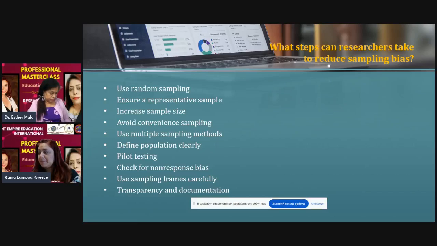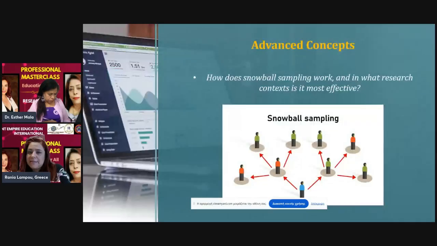in order to identify potential biases in sampling and adjust the methods accordingly. And check for non-response bias. This means following up with non-respondents in order to analyze differences between respondents and non-respondents, to minimize biases caused by differential participation. In general, try to use frames carefully. So use up-to-date and comprehensive lists or databases to select samples and avoid outdated or incomplete frames. And document sampling methods thoroughly so others can assess the potential biases and replicate the study.